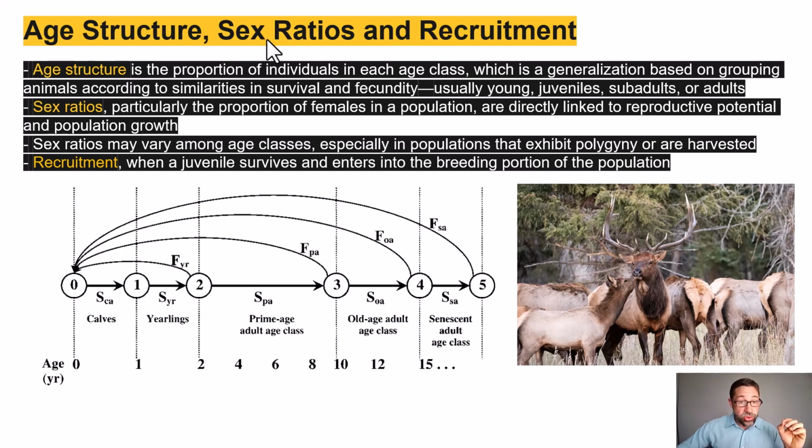So sex ratios can certainly vary among age classes, particularly in polygynous species. You will recall that polygyny is when we have one male and multiple breeding females in a harem. So we can see skewed sex ratios in polygynous species and also in harvested species.